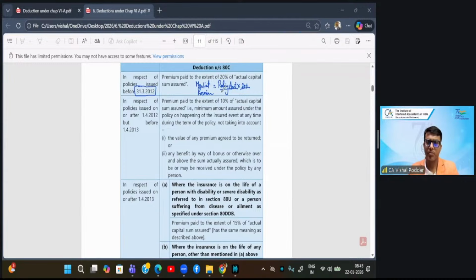So let us say in the sum, the policy amount given is 2 lakhs. So you multiply it by 20%. So up to 40,000 of premium you can claim as deduction. Now, if in the question they say that you have made payment of 50,000 premium, you will only take 40,000.